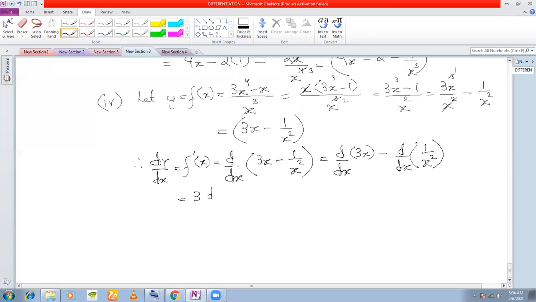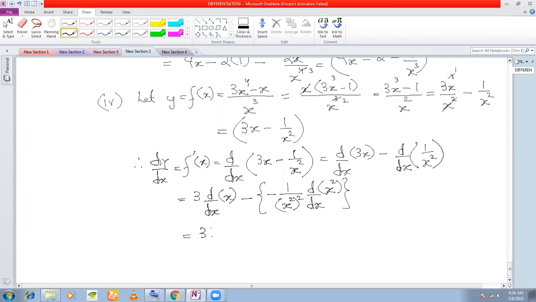Take the constant out of the differentiation. Minus, now again when we are doing this, we shall again use k by u. d/dx of k by u here is minus 1 by u square into the d/dx of u. Right? That was the rule.